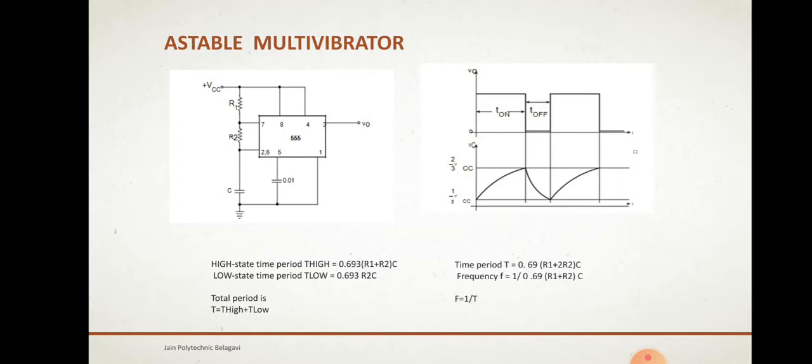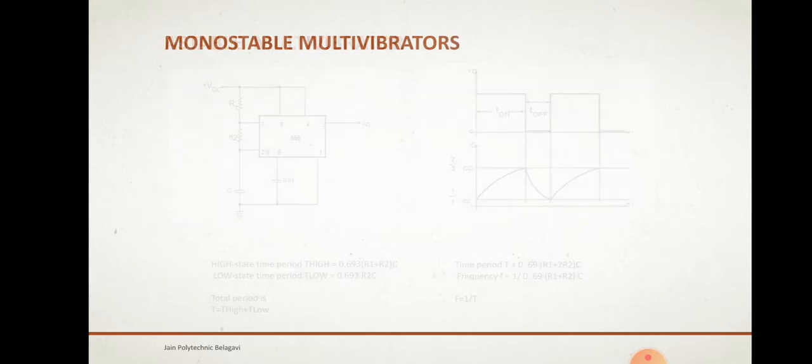Total period T equals T high plus T low. So the time period you can calculate as T equals 0.69 times (R1 plus 2 R2) times C. Frequency F equals 1 divided by 0.69 times (R1 plus 2 R2) times C. F equals 1 by T.